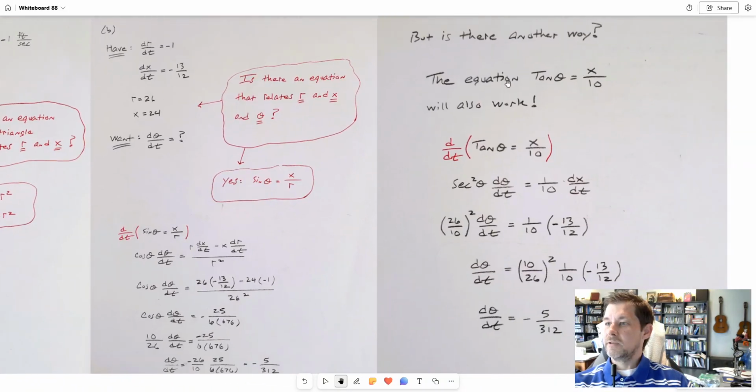So I could also use tangent. I think it's easier to do it that way. So yes, this equation will also work. It's true about that triangle, and it involves something I know, meaning the x. I know what dx/dt is. I know that x is supposed to be 24, and the thing I want, theta. So I could use that one too. So we're not forced into this option. There are other options. So here's tangent theta = x over 10, a true equation about that triangle that ties everything together that I'm working with.